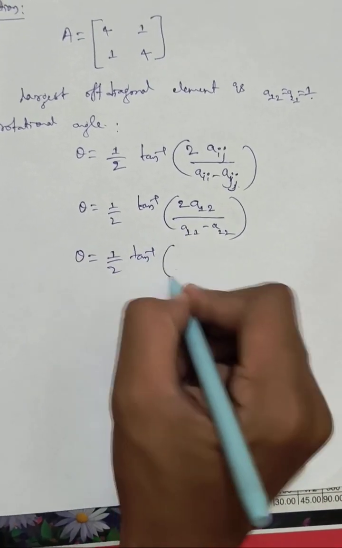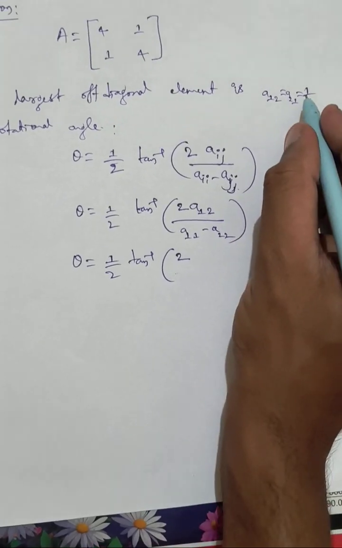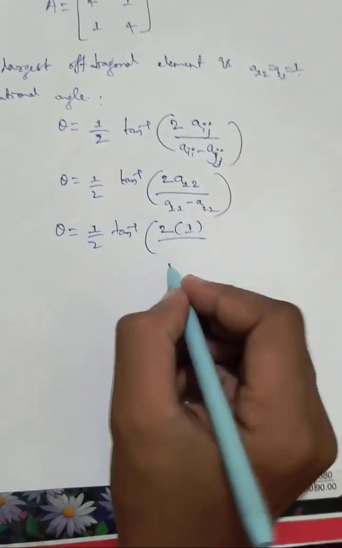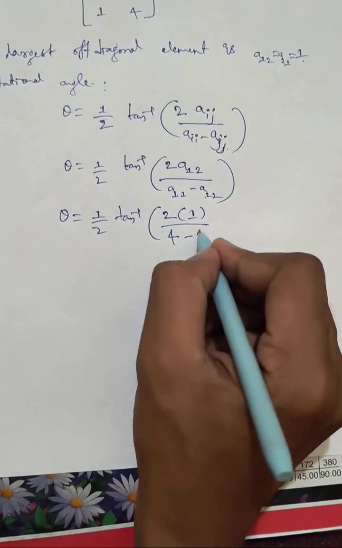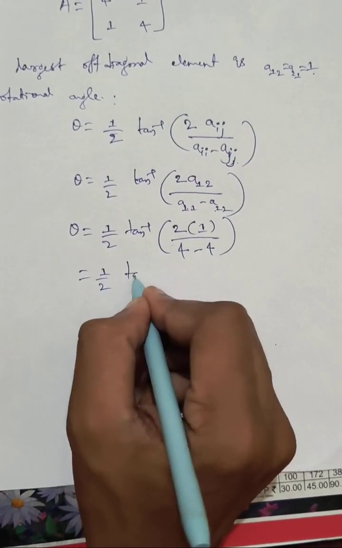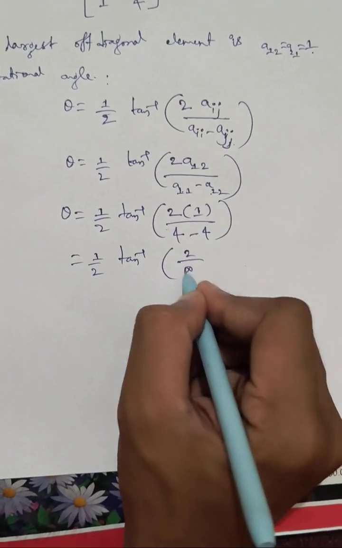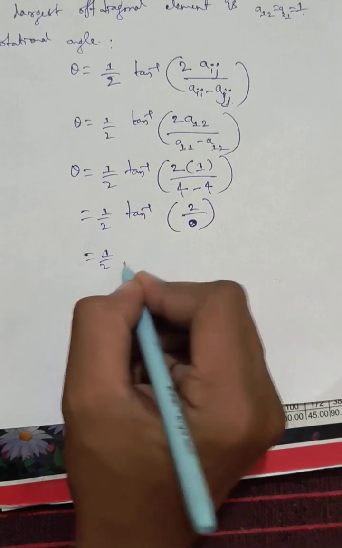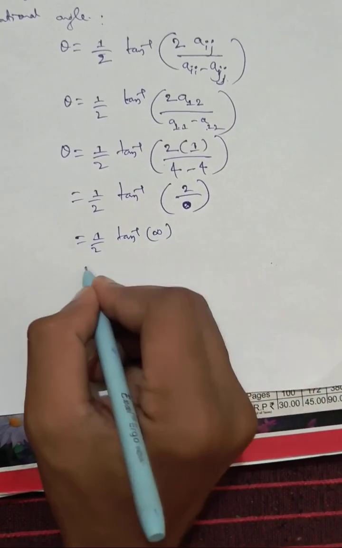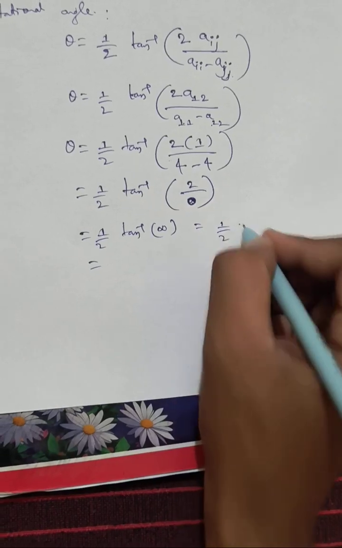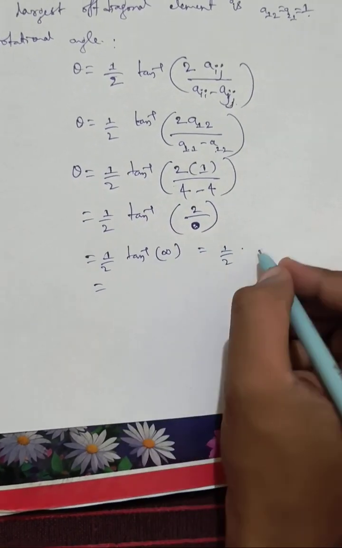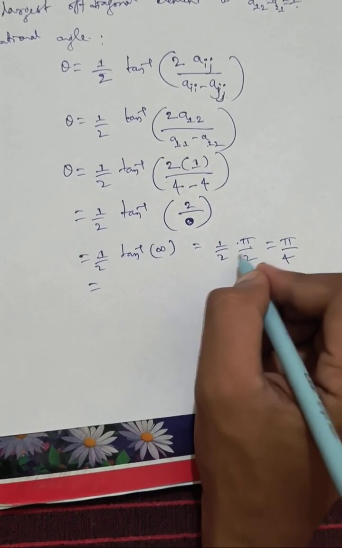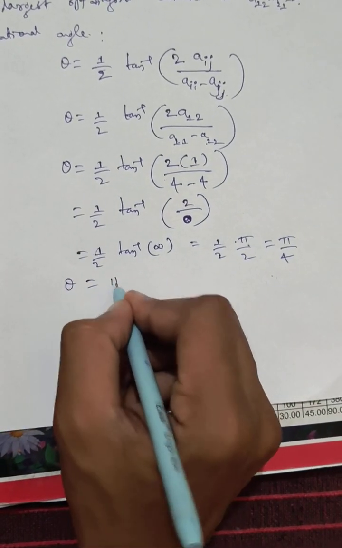So theta equals 1 by 2 tan inverse of 2 times A12, and A12 is 1, divided by A11, which is 4, minus A22, which is 4 again. So we get 1 by 2 tan inverse of 2 by 0. 2 by 0 is obviously infinite. So 1 by 2 tan inverse infinity. When tan is infinity, the angle is pi by 2, that is 90 degrees. So 1 by 2 into pi by 2 is pi by 4. So the theta value is pi by 4.